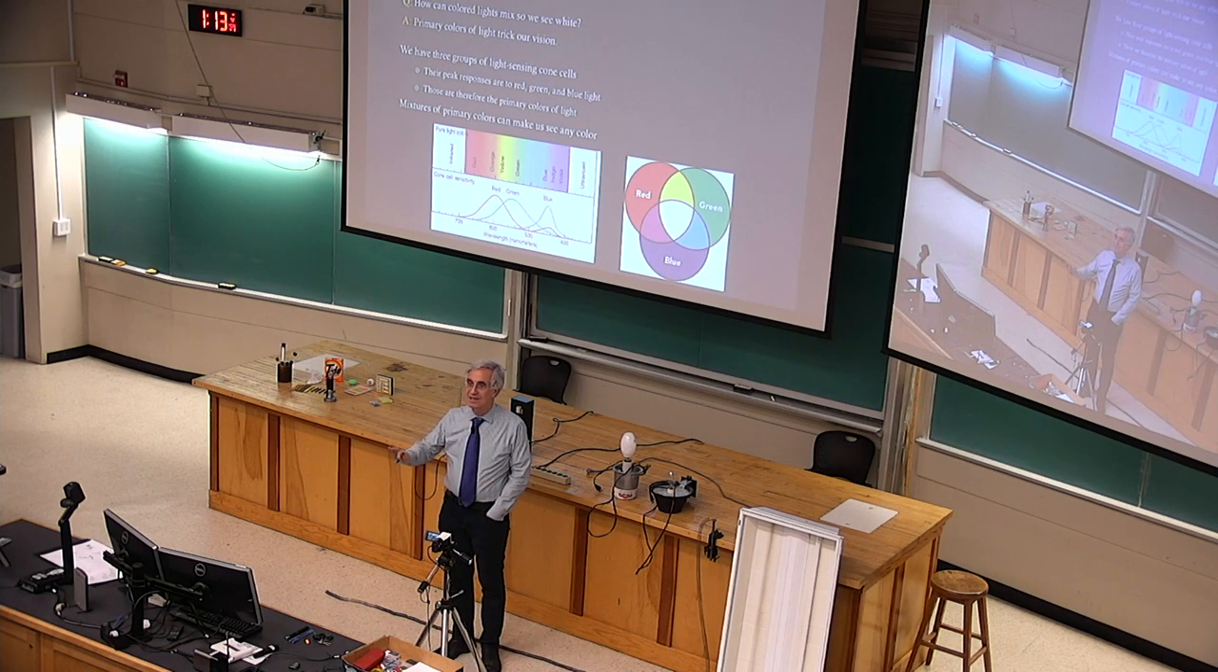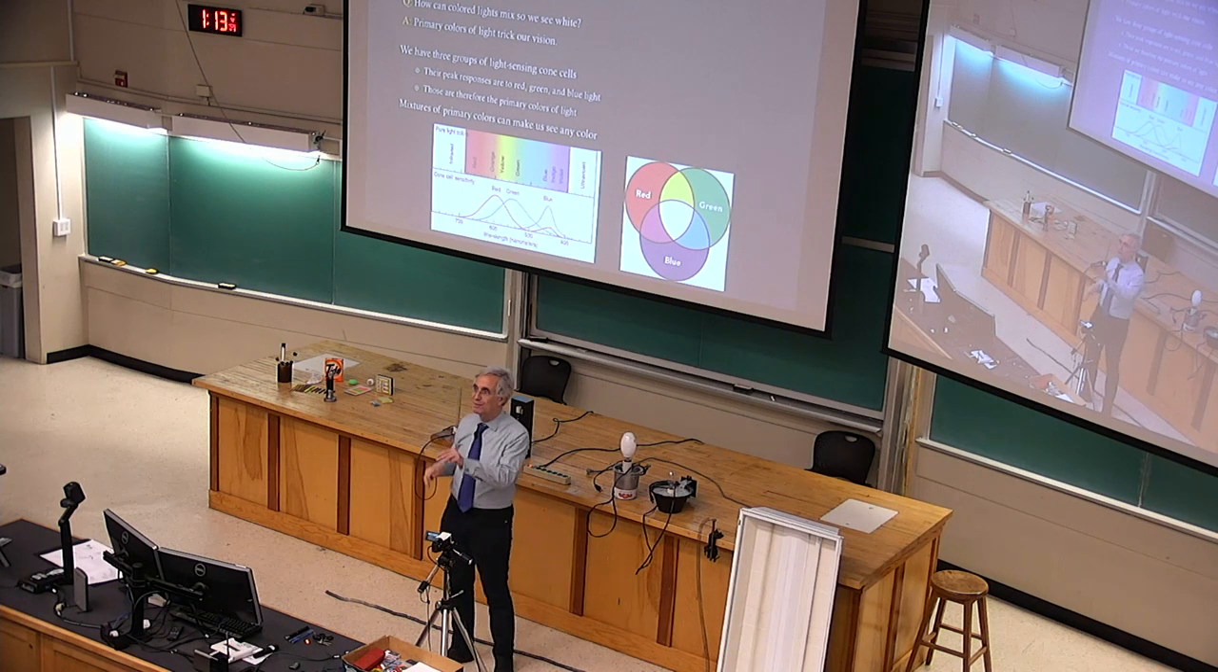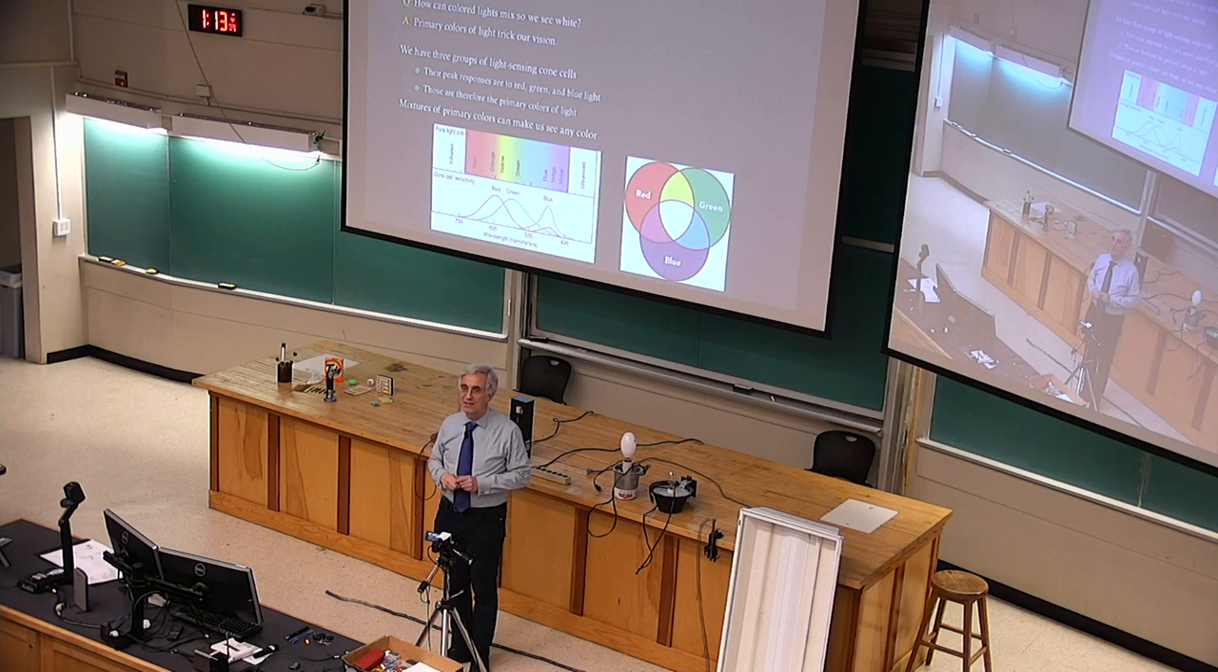Questions about this idea? With three different kinds of cells, you can see the whole rainbow spectrum just by the balance between how much those cells are excited by the light you're looking at.